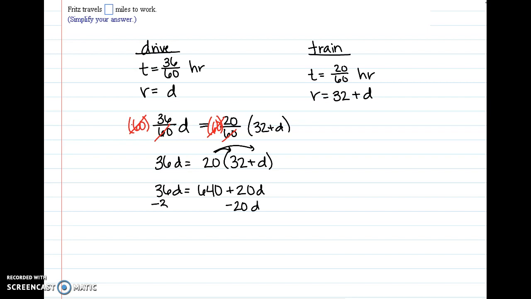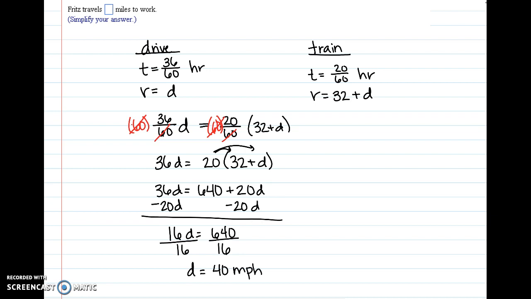I get the terms with a D together, so I'm going to subtract 20D from both sides. Then get the D by itself, so I divide both sides by 16. And I end up with D equals 40. Oops, not R, D equals 40 miles per hour. So Fritz's driving speed is 40 miles per hour.